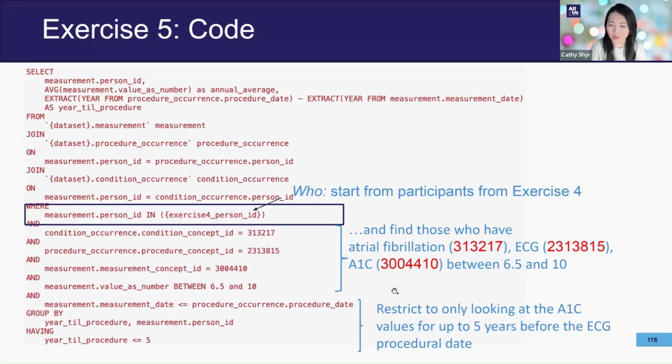And last but not least, I just want to restrict to looking at the A1C values up to 5 years before the ECG procedure date. So I want to specify the measurement date to be before or up until the procedure date. I want to group the information by the number of years before the procedure and also the person ID, just to keep track of the different people and the different yearly A1Cs that they have in our data set. And I want to look at just 5 years before the ECG, so year till procedure less than or equal to 5.